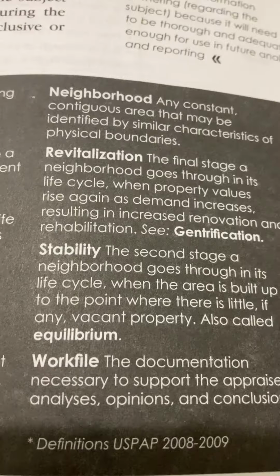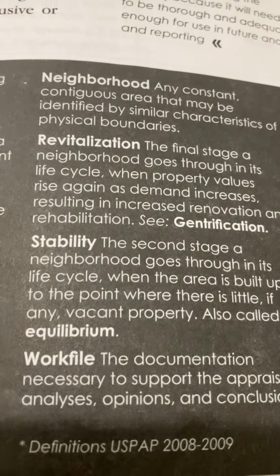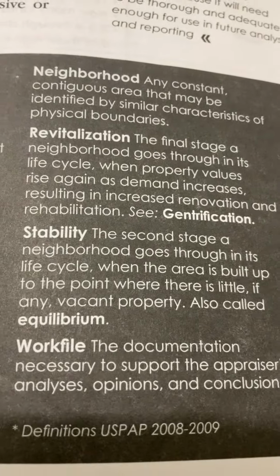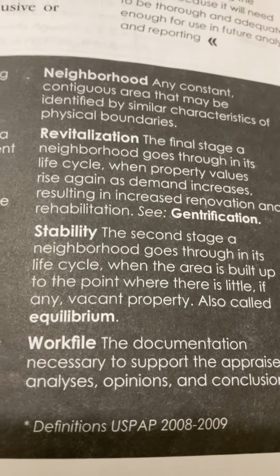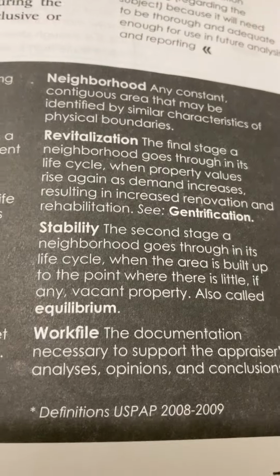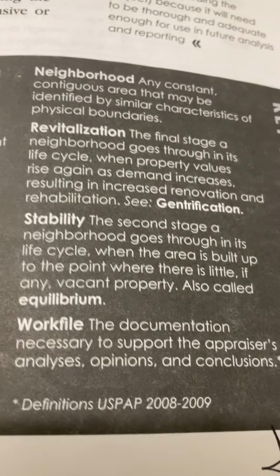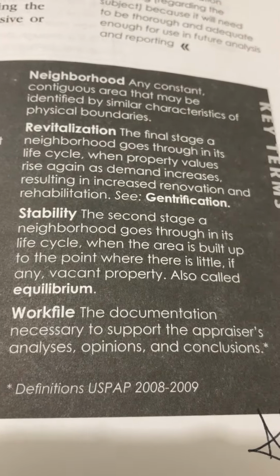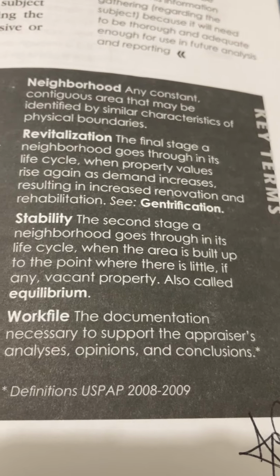Stability: the second stage a neighborhood goes through in its life cycle, when the area is built up to the point where there is little, if any, vacant property, also called equilibrium. Work file: the documentation necessary to support the appraiser's analysis, opinions, and conclusions. These were the key terms for this chapter.